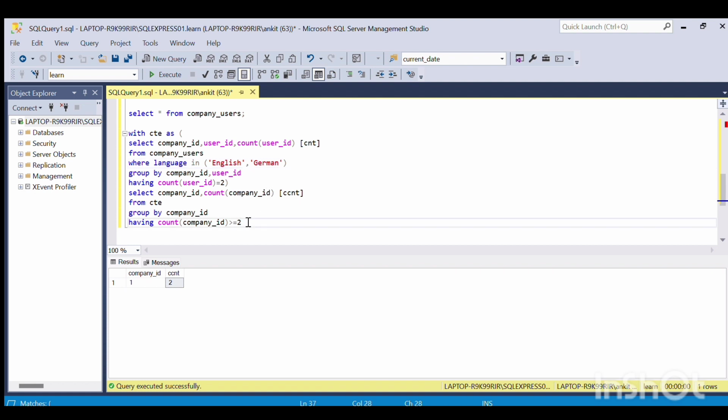So I hope this solution is clear to you. If you got stuck anywhere, please mention it in the comments, and you can also rewind the video and watch again. It's quite a simple one, but a deeper implementation of group by and having clauses.